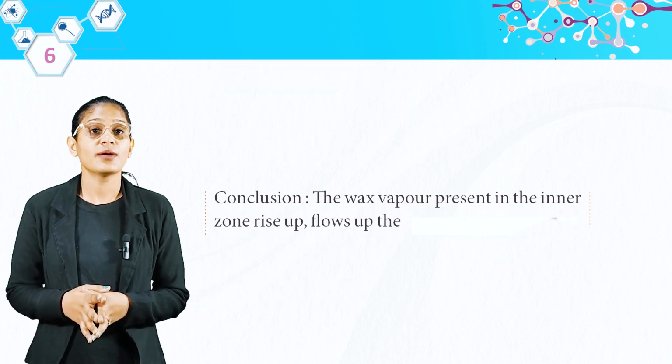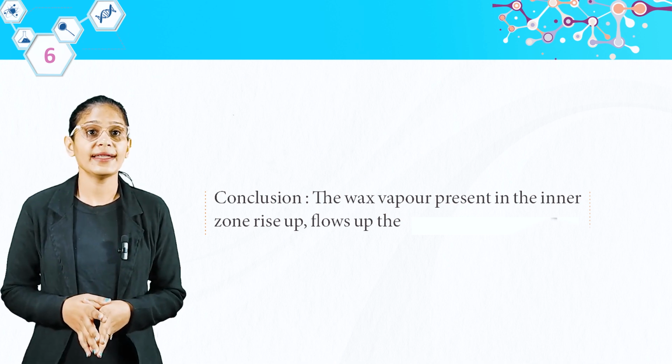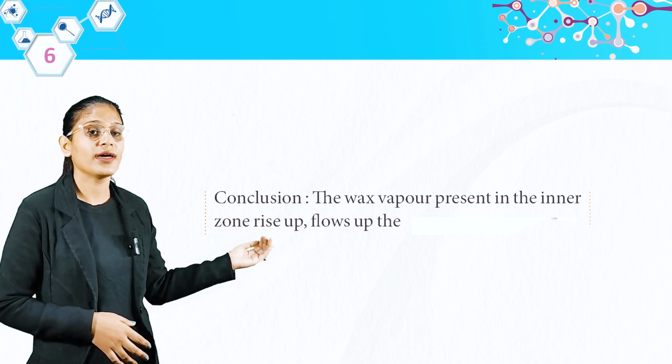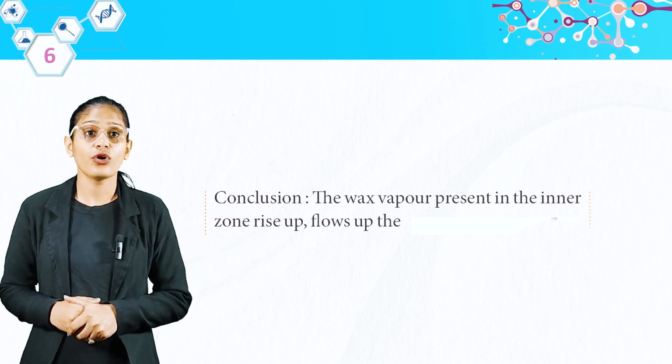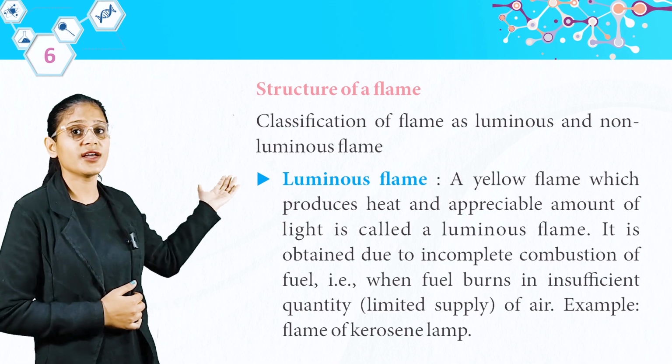Conclusion: the wax vapor present in the inner zone rises up, flows up the tube and serves as the fuel for this second flame. So students, ये क्या हुआ है कि अगर हम कैंडल को बर्न करते हैं तो कौन फ्यूल की तरह वर्क करता है, wax vapors. Here, a structure of a flame.